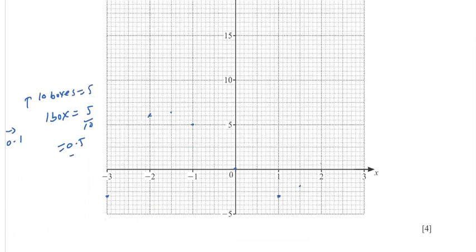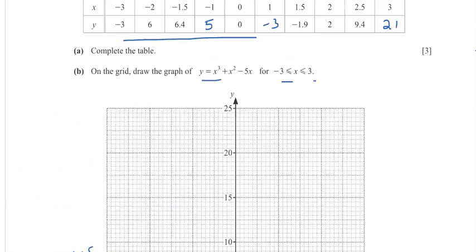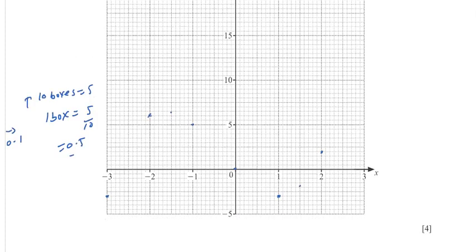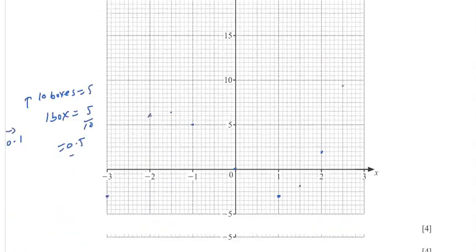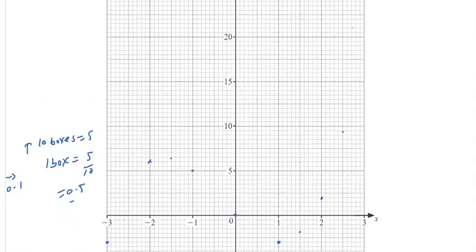So it is 0.5, 1, also this is 2, 2 is here. Then for 2.5, y is 9.4. This is, you can say 10, 9.4 will be approximately here. And for x equals 3, y is 21. So 21 is here. So just join these points, that will complete your graph.